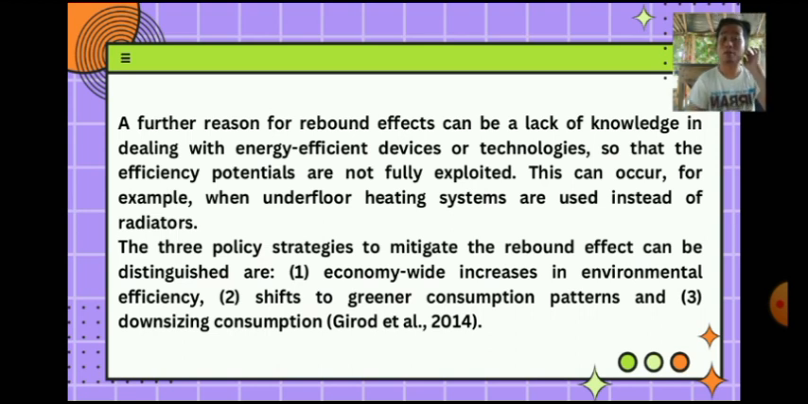So the three policy strategies to mitigate the rebound effects can be distinguished: the economic-wide increase of environmental efficiency. If we increase these environmental efficiencies, then we can highly mitigate or eradicate this rebound effect. Then shifts to greener consumption patterns, which is good. And the downsizing of consumption, we know, to downsize the consumption of energy.